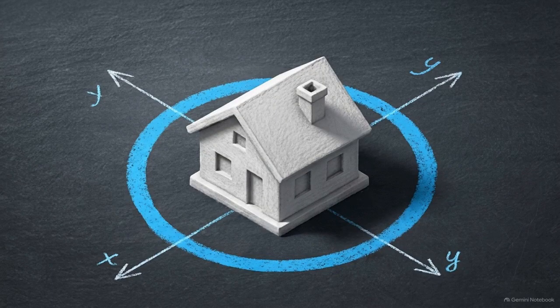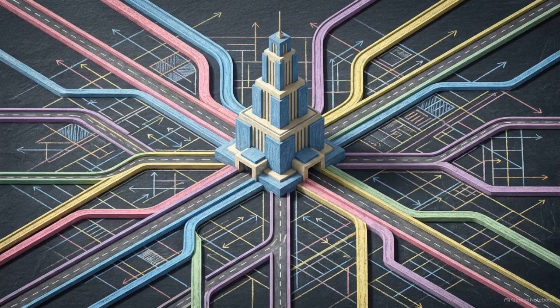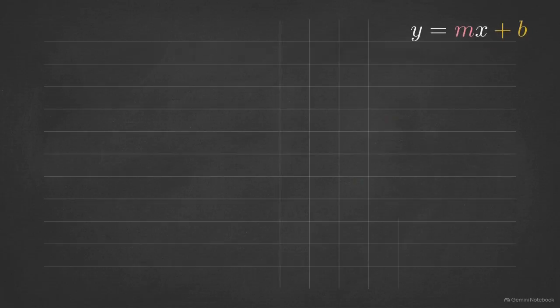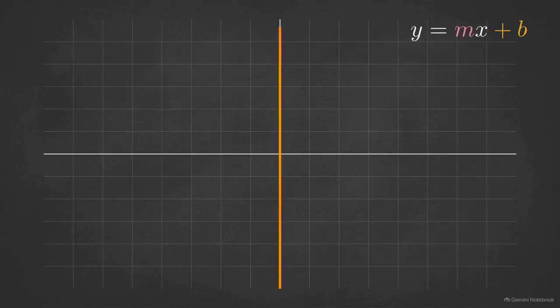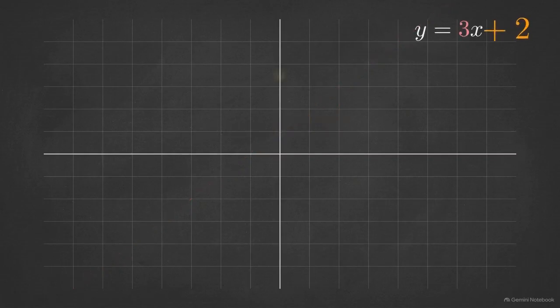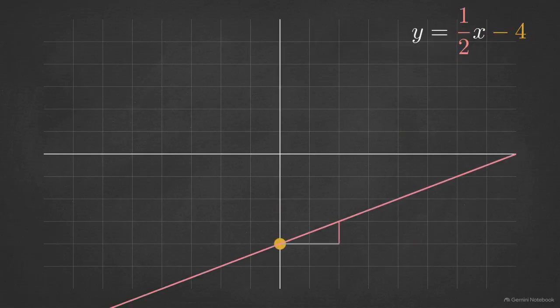Point-slope form is great when you're standing at a specific house, but city planners who need to see how every road relates to the city center often use a different standard. This is slope-intercept form. Here, b tells us the exact spot where the road crosses the main north-south highway, the y-axis, and m tells us the angle it takes from that crossing point. For y equals 3x plus 2, the road hits the y-axis at 2 and angles sharply up. For -2x plus 5, it hits at 5 and angles down. For 1/2 x minus 4, it crosses at -4 with a gentle upward slope.